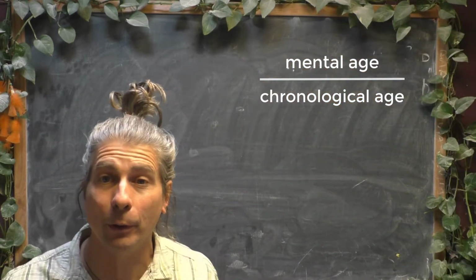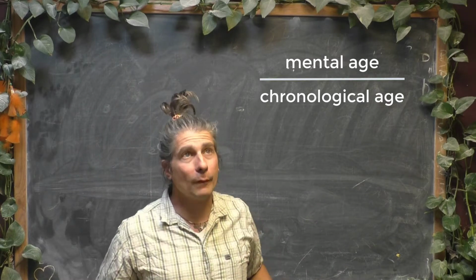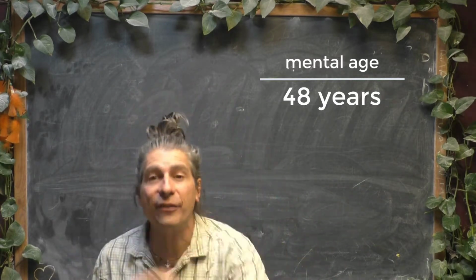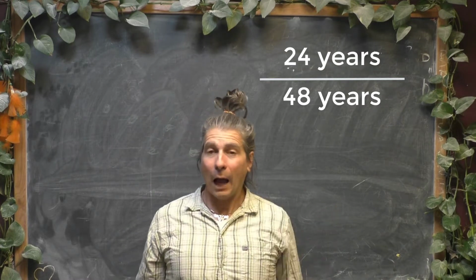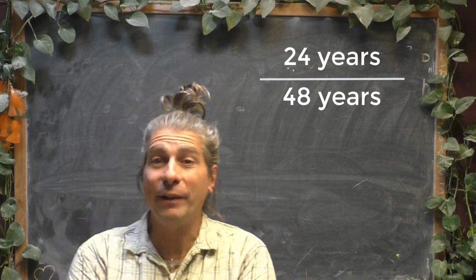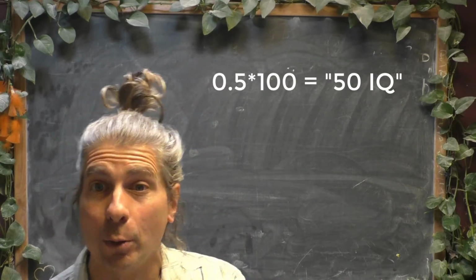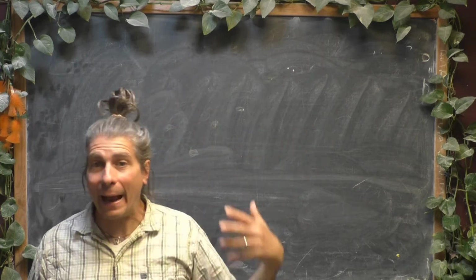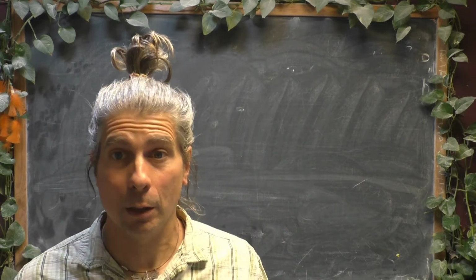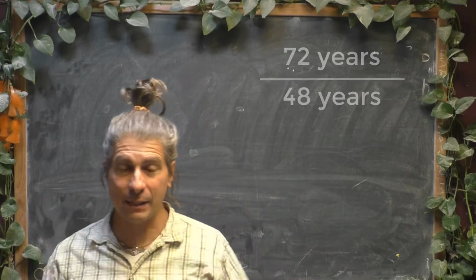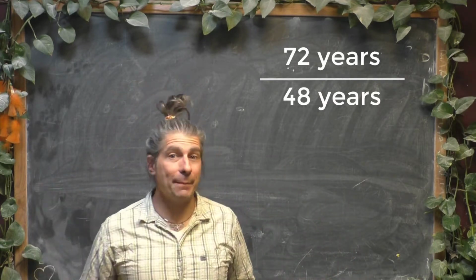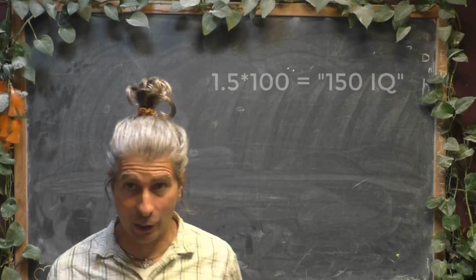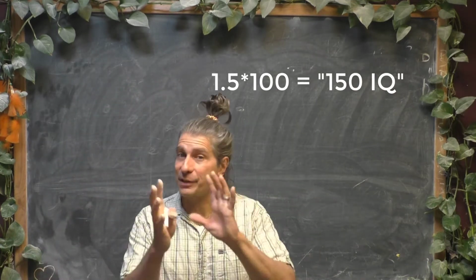So just for example, I'm 48. If I took an IQ test and it came back and it said I'm 24 mentally, I would take 24 divided by 48, get 0.5, which means I have a 50 IQ. That's what my IQ score would be. But if I came back and I got a 72 on the IQ test as a mental age, 72 divided by 48 is 1.5, I think if I did the math right. So I'd have a 150 IQ. Now, I'm making those numbers up for purposes of illustration.